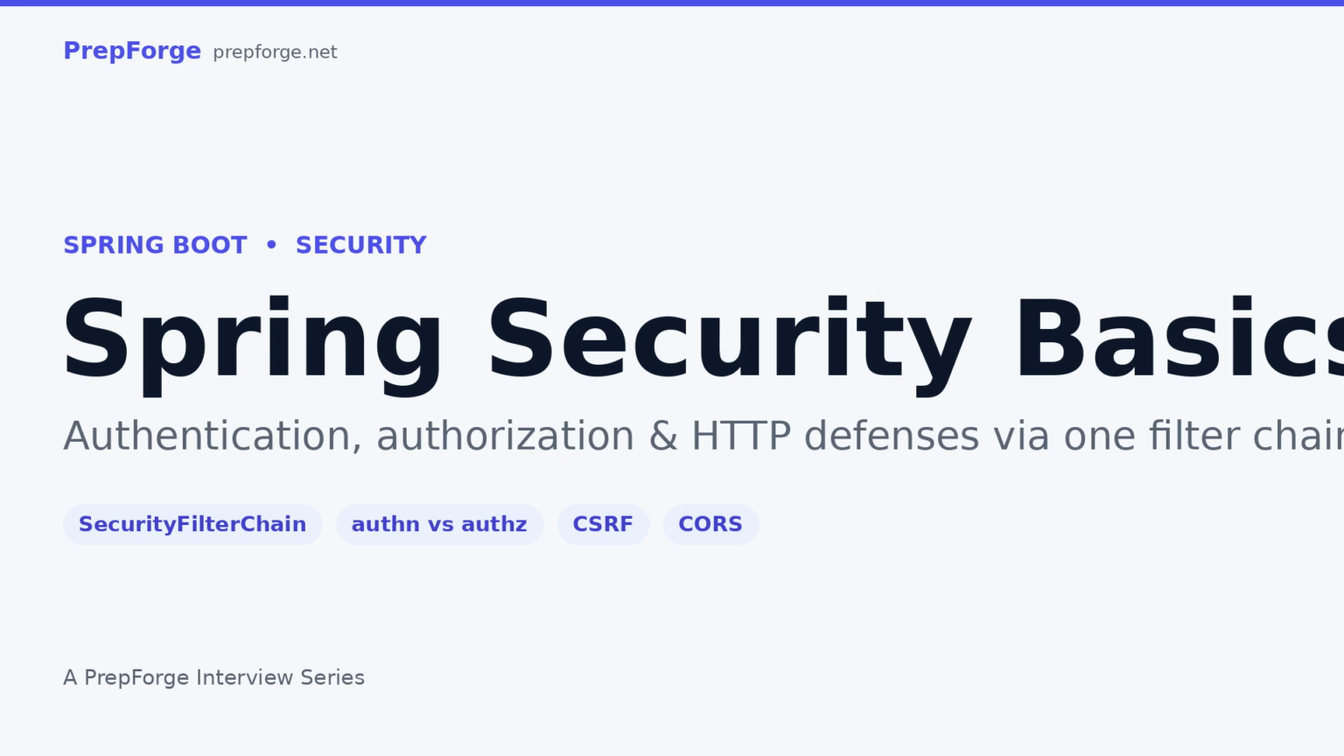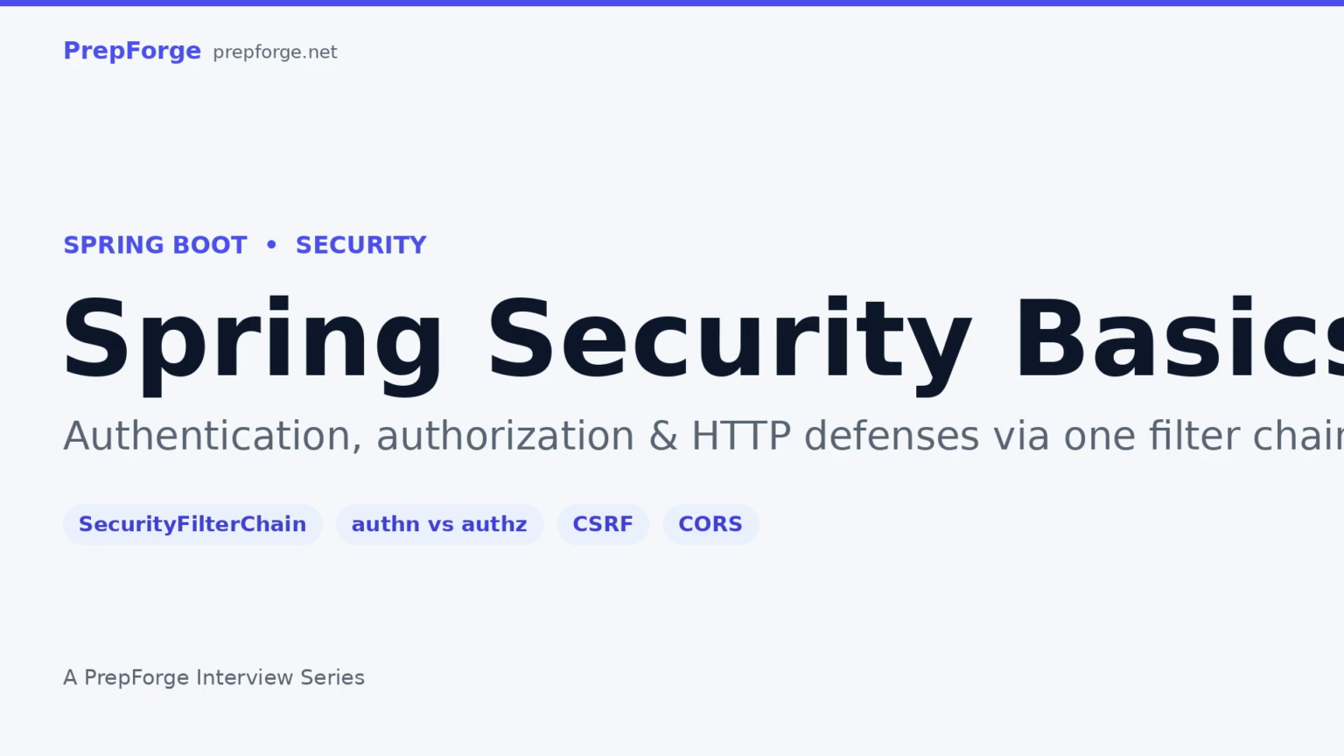Today, Spring Security Basics. Spring Security works by inserting a chain of servlet filters in front of your controllers, so every request is authenticated and authorized before it reaches your code. Rolling your own security is notoriously easy to get subtly and dangerously wrong. Spring Security gives you battle-tested implementations, wired declaratively.